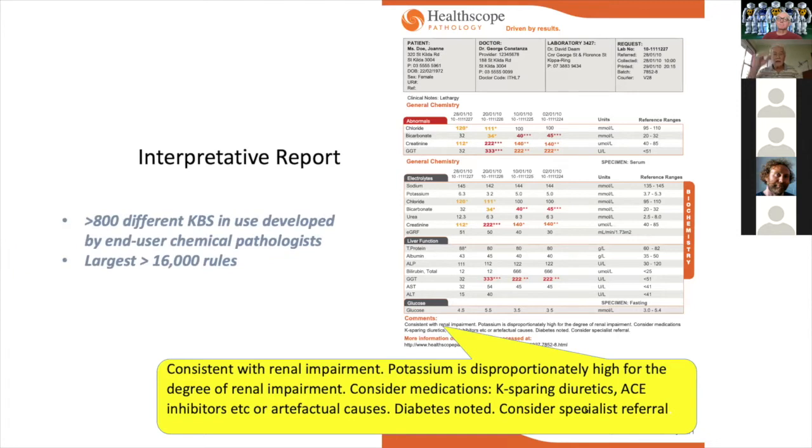Now, there are about 800 different knowledge bases in use like this for different subdomains developed by end user pathologists, with the largest 16,000 rules. So clearly pathologists are happy to keep on building these rules. But I guess a key question is, why not use machine learning? The reason you can't use machine learning, these sorts of very refined comments just don't exist in the real world. There have been lots of papers saying machine learning is going to take over clinical chemistry because of the probably billions of such reports in databases.